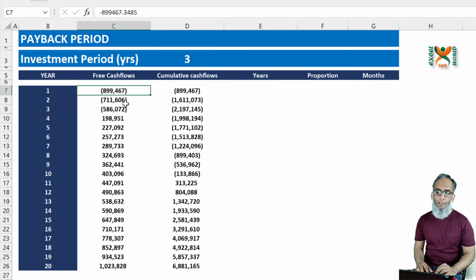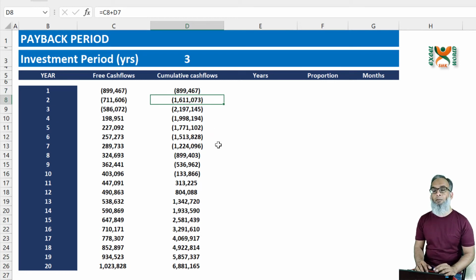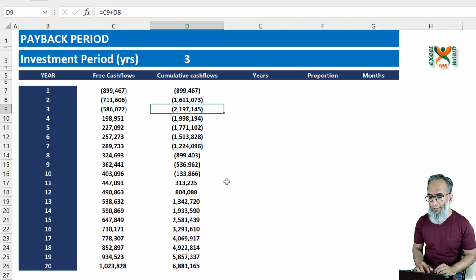So we have the net cash inflows or outflows for each of the years. And then in D column we have the cumulative or the running total of these cash flows, which means that in the second year we have the total of the first 2 years, in the third year we have the total of the first 3 years, and so on.